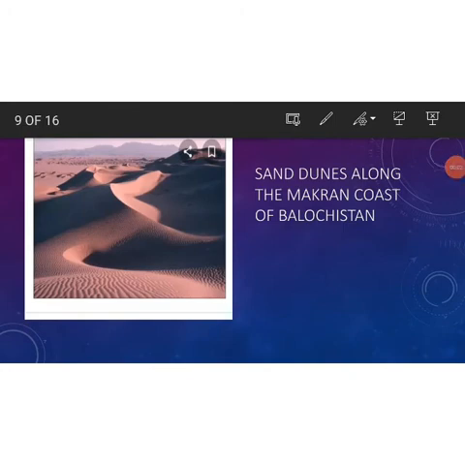Sand dunes along the Makran coast of Balochistan. You know what are sand dunes? A hill of sand near an ocean or in a desert that is formed by the wind is called sand dunes.